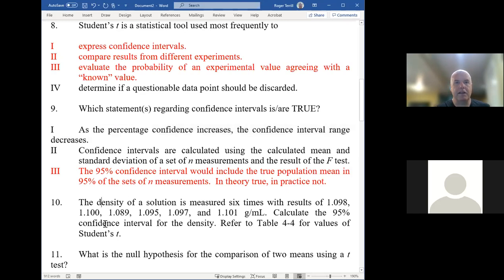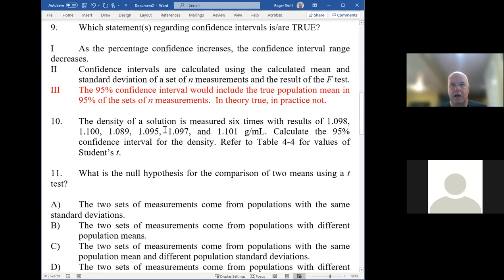Okay. So the density of a solution is measured 6 times with the following results. Calculate the 95% confidence interval. Just know how to do this. When you get your t value, the CI is equal to t times s over the square root of n, and t is from the table.